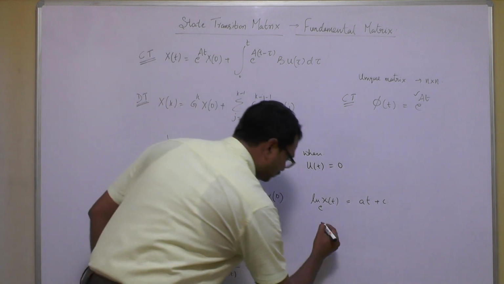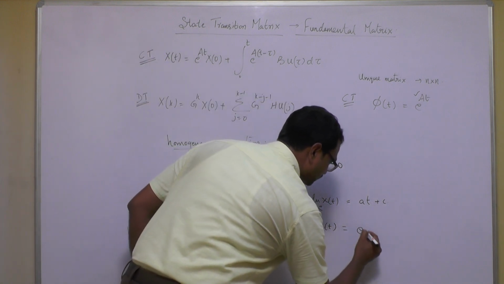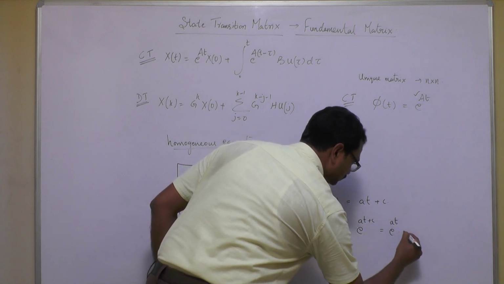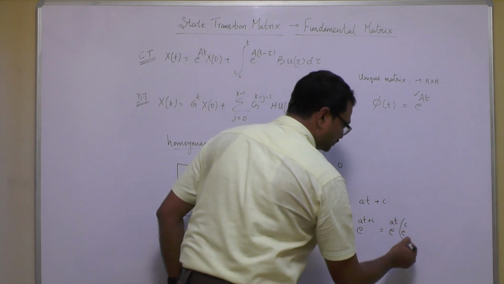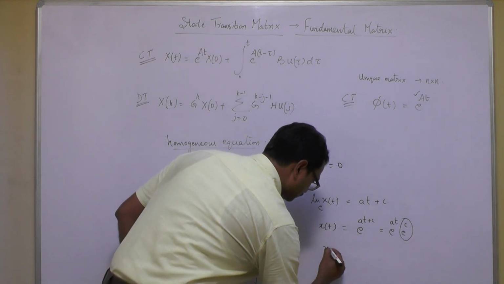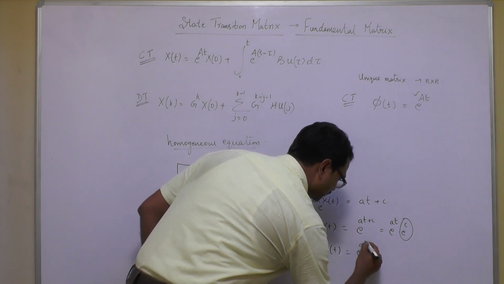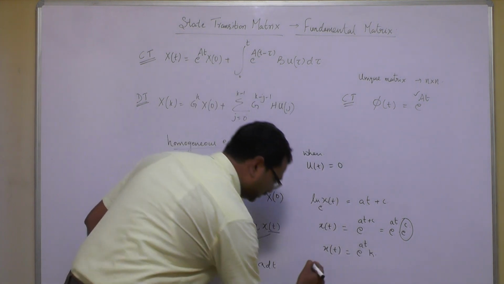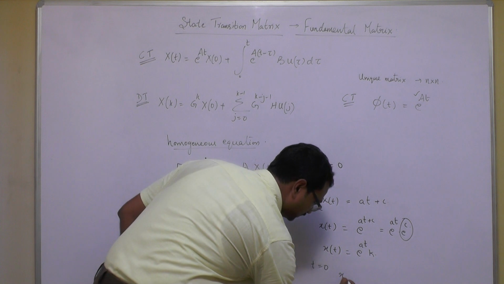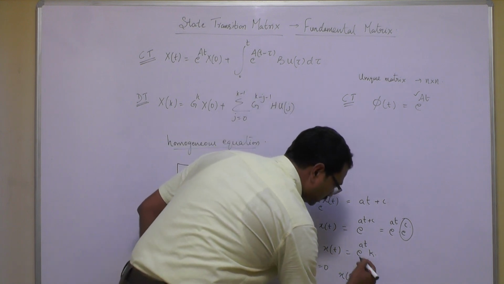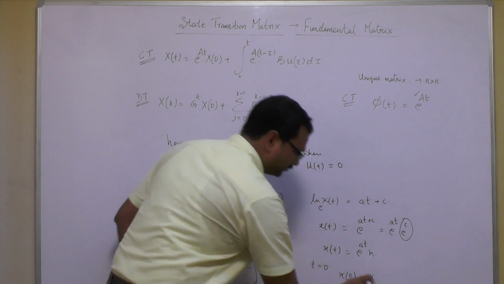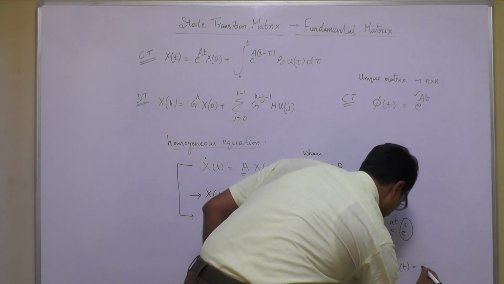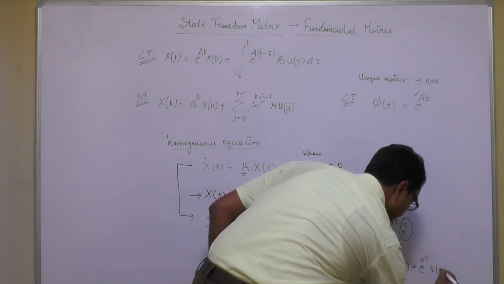So what is x of t from this? You can say e power (a t plus c), or e power a t into e power c, where e power c is a constant, so x of t is equal to e power a t into some constant k. Now at time t is equal to 0, x of 0 is equal to e power a0, which is 1, times k. Therefore k is equal to x of 0, and x of t is equal to e power a t into x of 0.